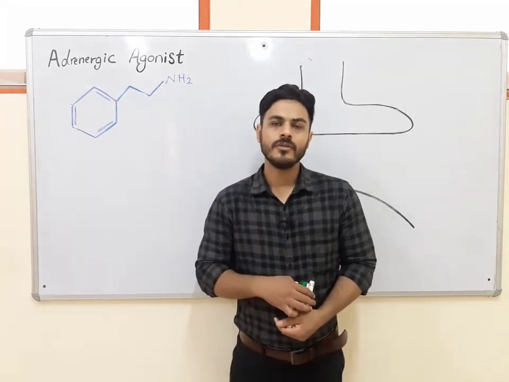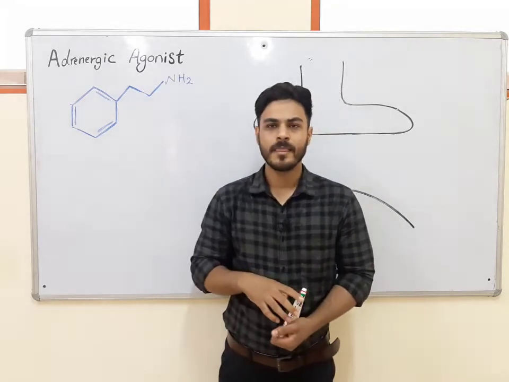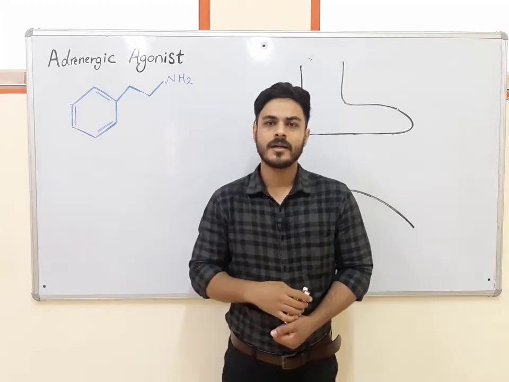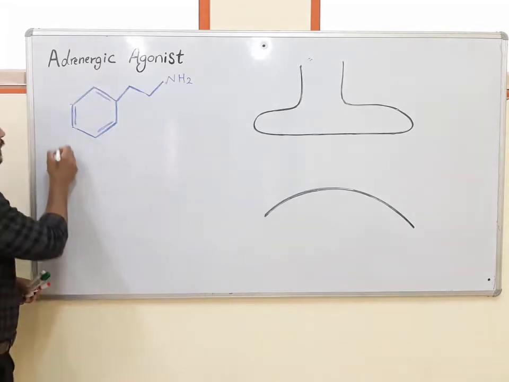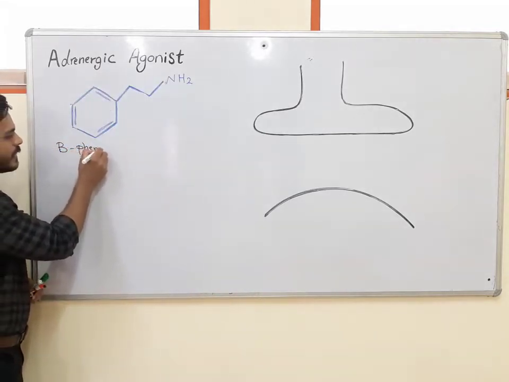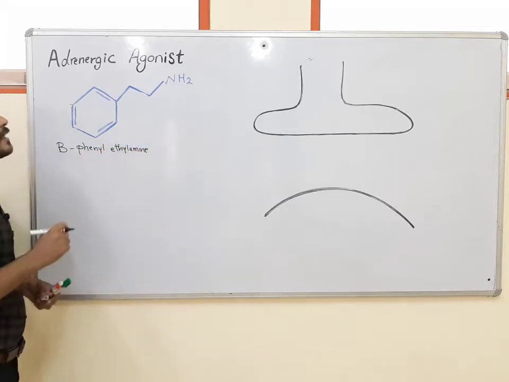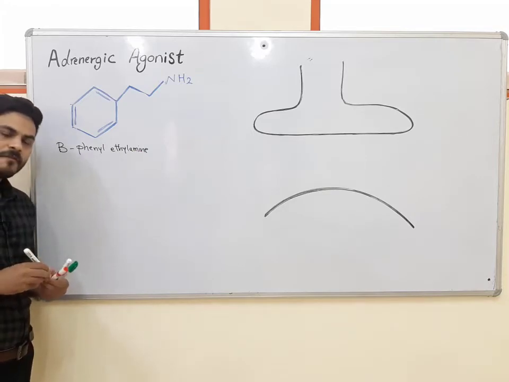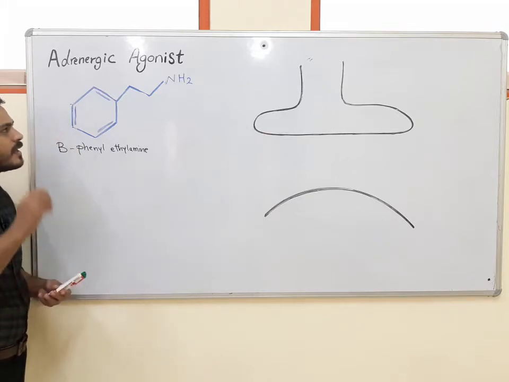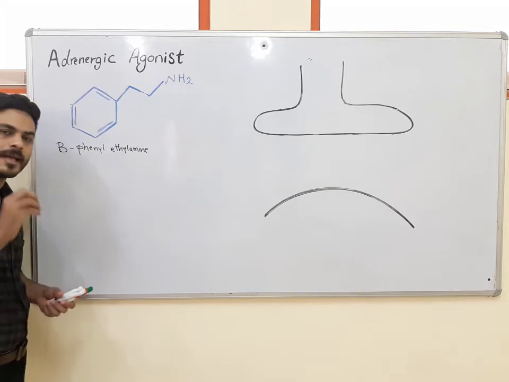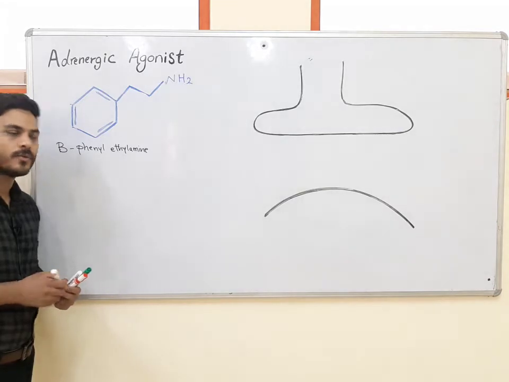The first point we should keep in mind about adrenergic agonists is that all adrenergic agonists are derivatives of this chemical structure, which is beta-phenylethylamine. This structure is common between adrenergic agonists. Now, if we look at the difference between adrenergic agonists, the only difference in their chemical structure is the number and location of hydroxyl groups on the benzene ring.